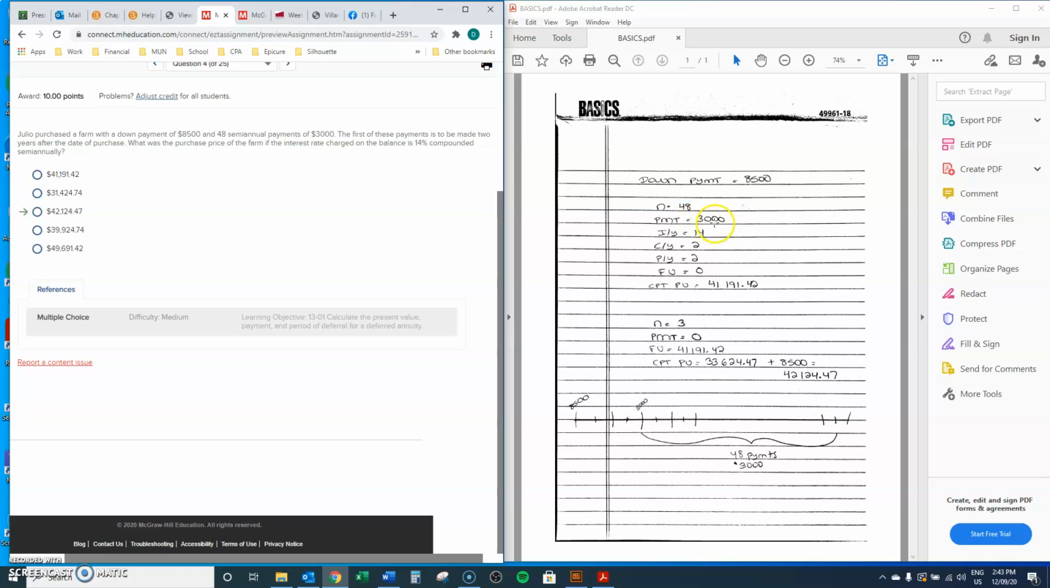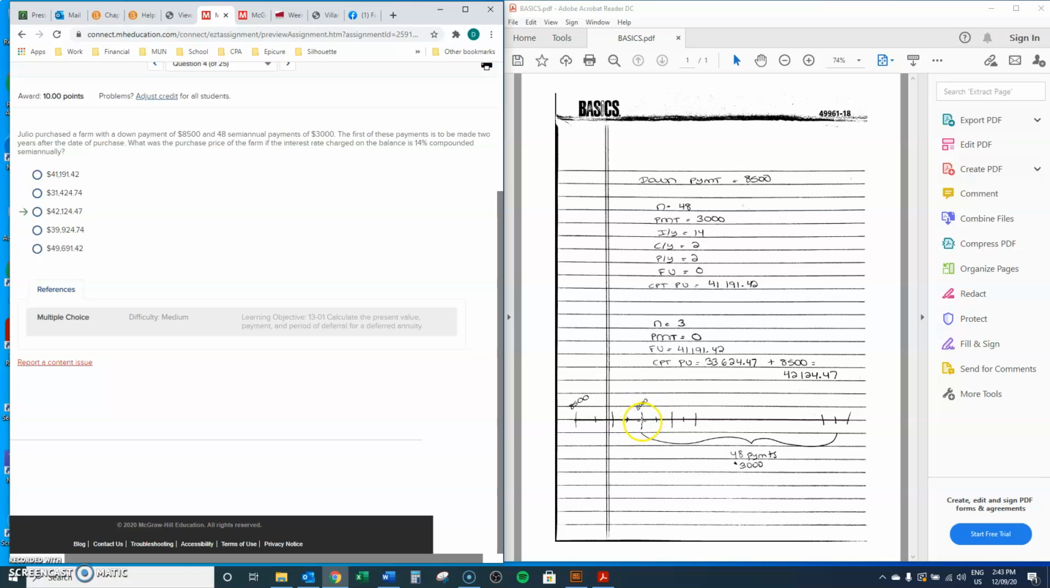Our payment, there are no payments in that period, so we change our payment to 0. Our interest, our compounding, all this stays the same. But our future value, so we enter all this, and essentially what we're getting then is that we're computing the present value. We're getting the value of the $3,000 payments at this point in time, at the 2-year mark.